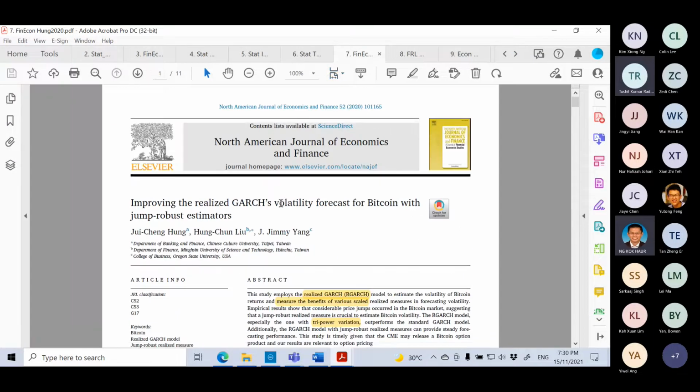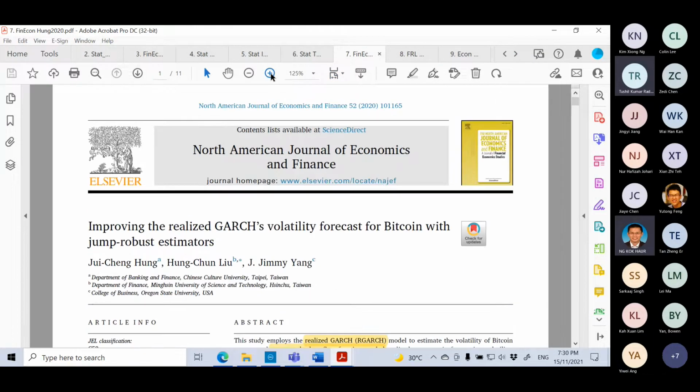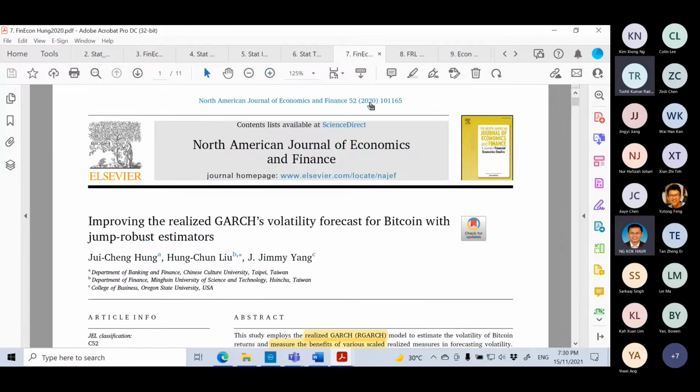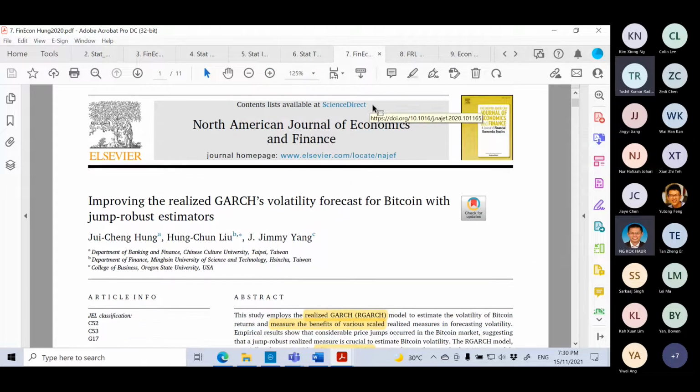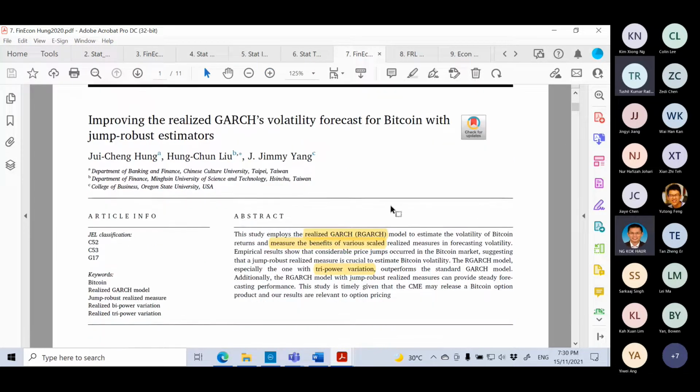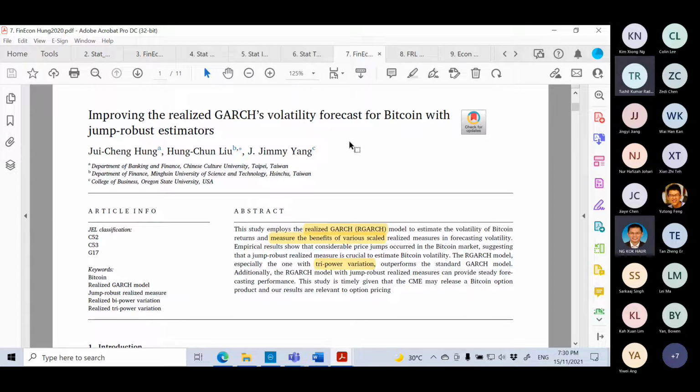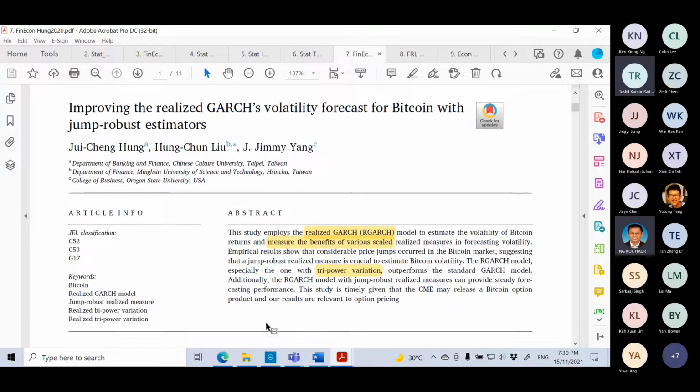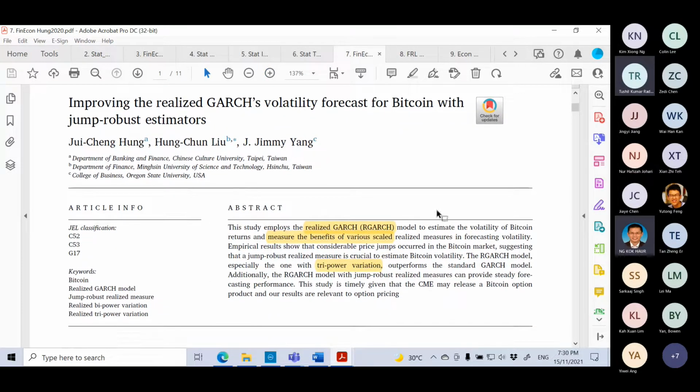For paper number 7 here, this paper is published in the year 2020. Okay. So their selling point of this paper, if you observe the abstract here, they mention that they employ the realized GAS model to estimate the volatility of Bitcoin by using different scale realized measures.